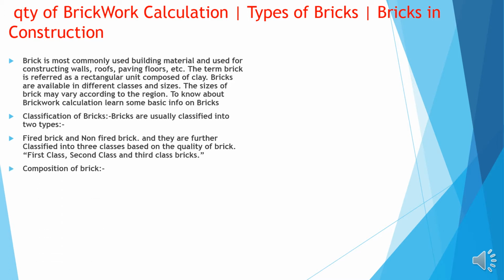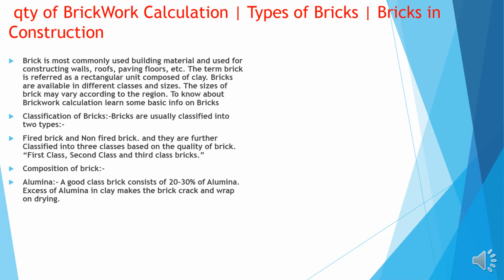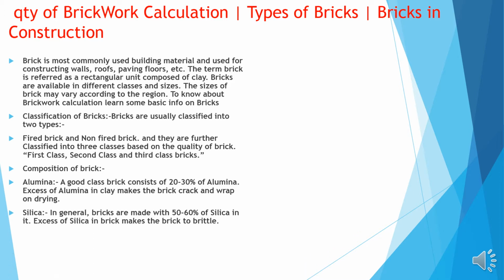Composition of the brick. Alumina. A good class brick consists of 20 to 30% of alumina. Excess of alumina in a clay makes the brick crack or warp while drying. Silica. Bricks are made with 50 to 60% silica in it. Excess of silica makes the bricks brittle.